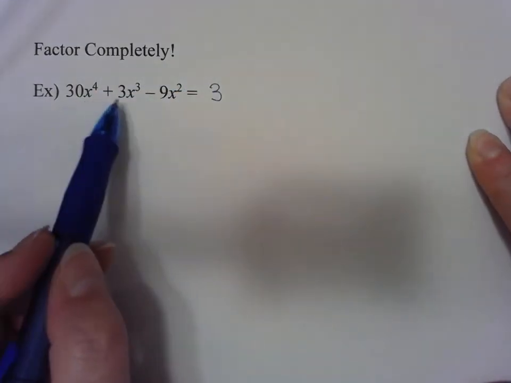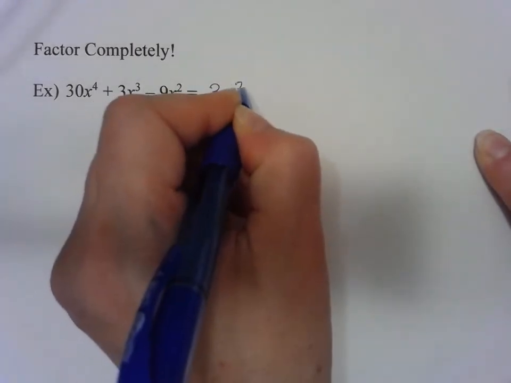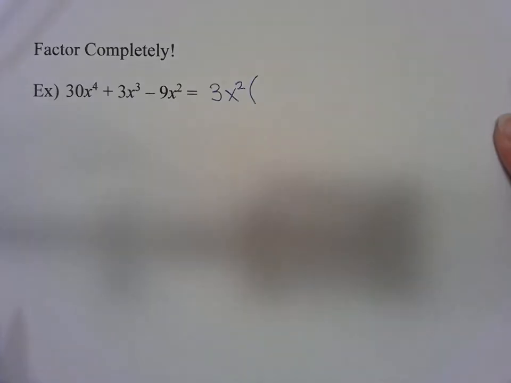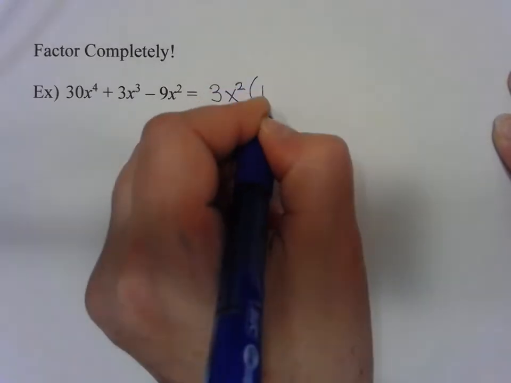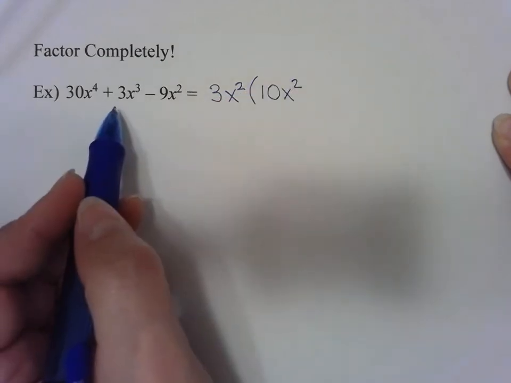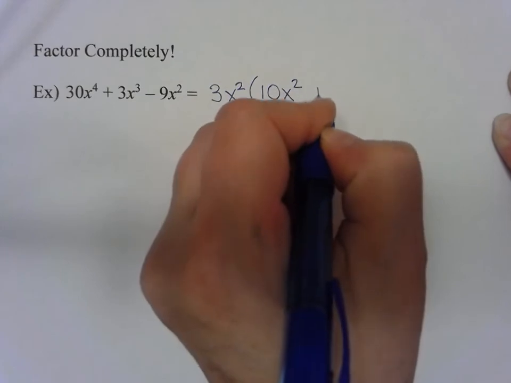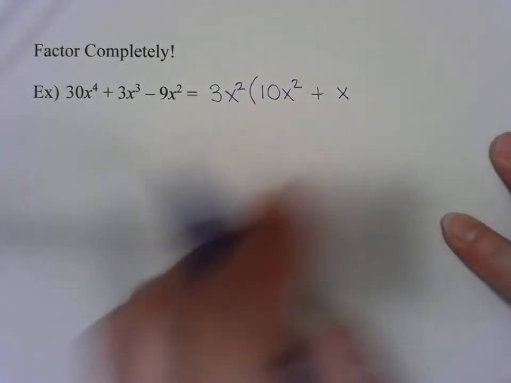How many x's do these all share? 2 x's. If I divide 3x squared out front, I'm going to be left with 10x squared plus x minus 3.